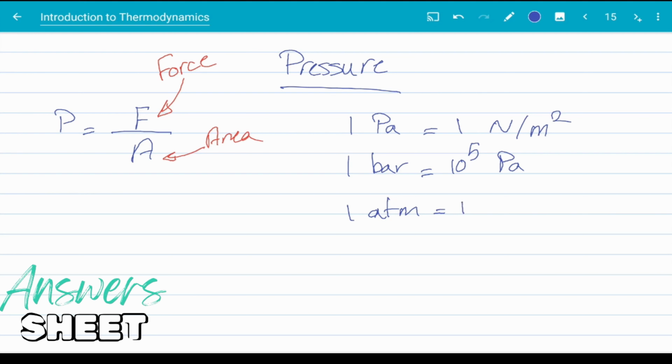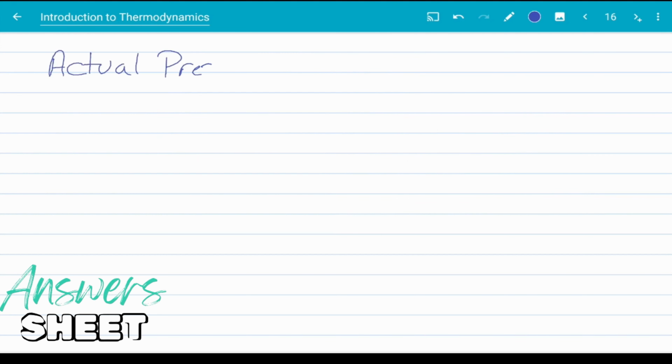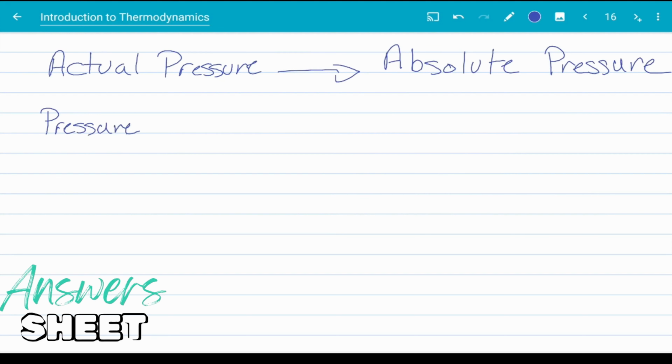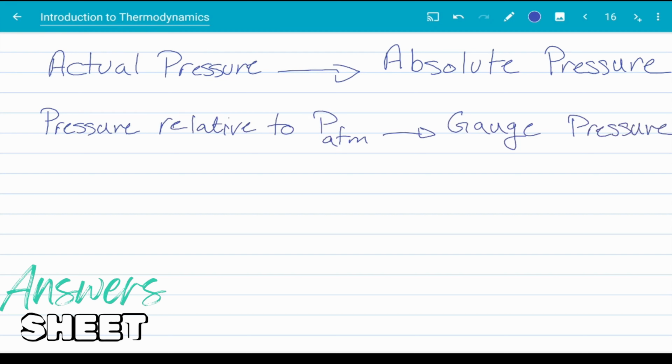1 bar is 100 kilopascals, and 1 atmosphere is 101.325 kilopascals. In thermodynamics, the actual pressure of a system is called the absolute pressure. A very common form of reading pressure in application, however, is reading it relative to atmospheric pressure. We call this the gauge pressure. So P gauge is P absolute minus P atmosphere.